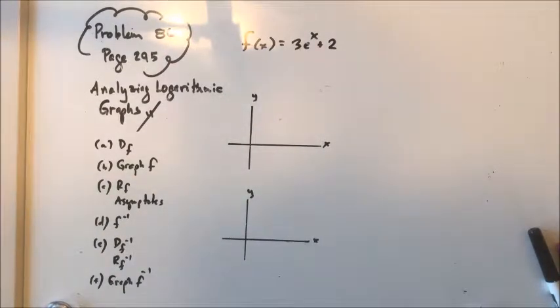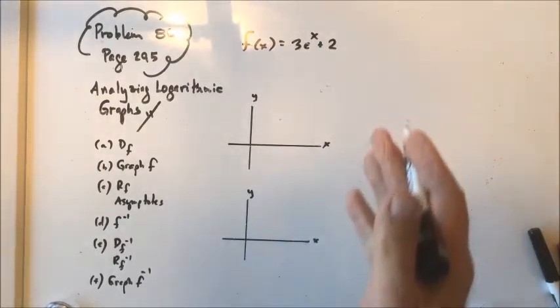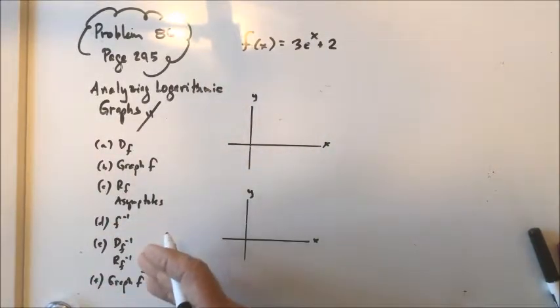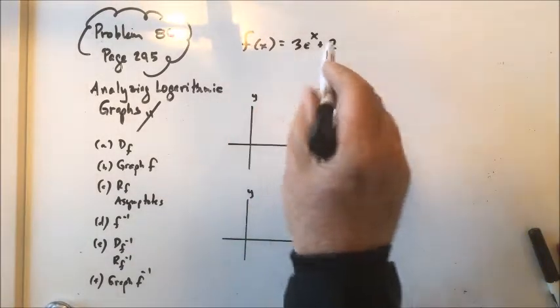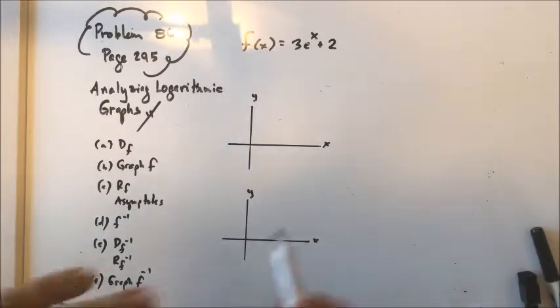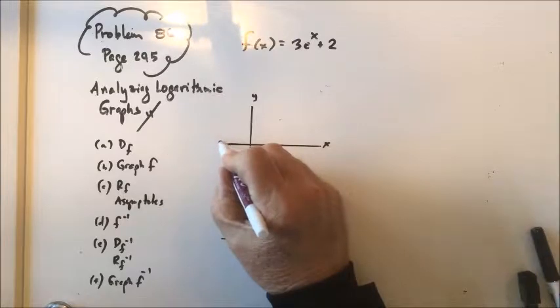They're giving us a function, in this case an exponential function, asking us to find some information about it, then calculate its inverse and find some similar information. So let's proceed as we have in the past here. Let's try to graph f of x by using transformations, starting then with the basic function f of x equals e to the x.